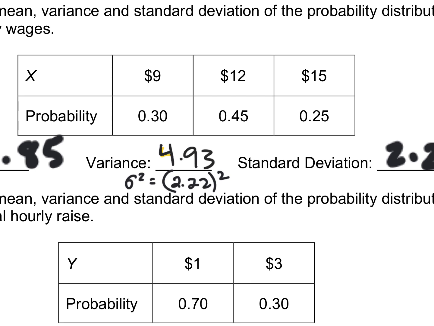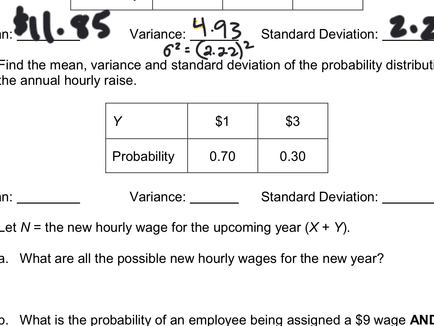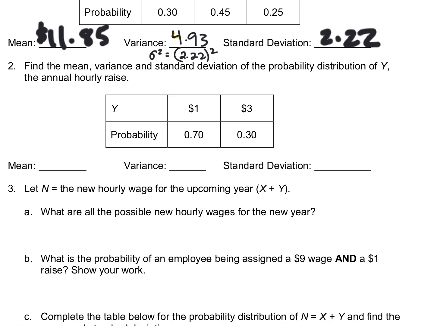All right, so that's for the distribution of X. That is your basic hourly wage distribution. And then the next distribution is the raise that you could get randomly. So this goes back to our list. We're going to enter this in our list.